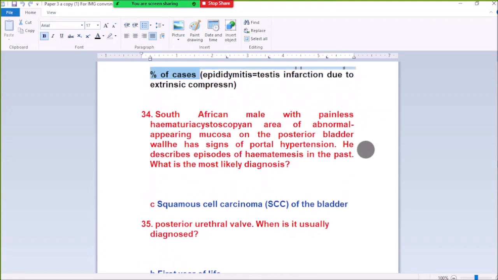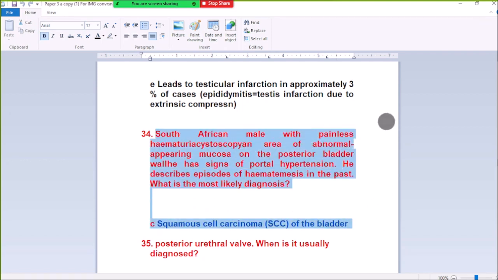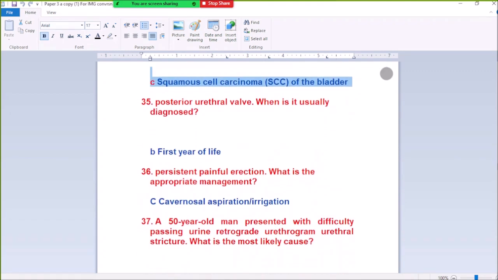34. South African male with painless hematuria. Cystoscopy shows an enlarged area of abnormal appearing mucosa on the posterior bladder wall. He has signs of portal hypertension. He is described as having had schistosomiasis haematobium in the past. Most likely diagnosis: squamous cell carcinoma of the bladder. All these signs and symptoms show squamous cell carcinoma of the bladder. Schistosomiasis leads to squamous cell carcinoma.